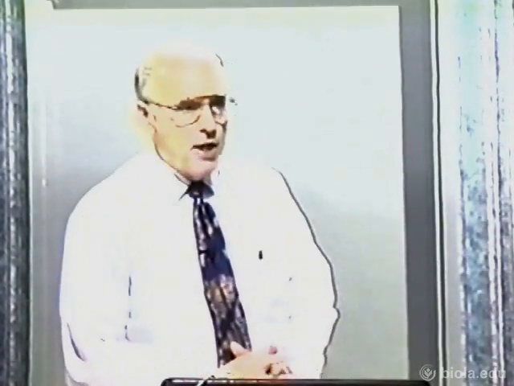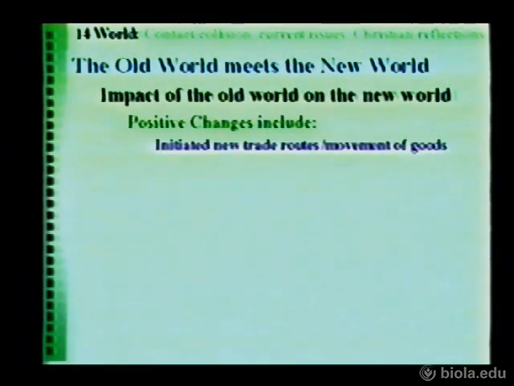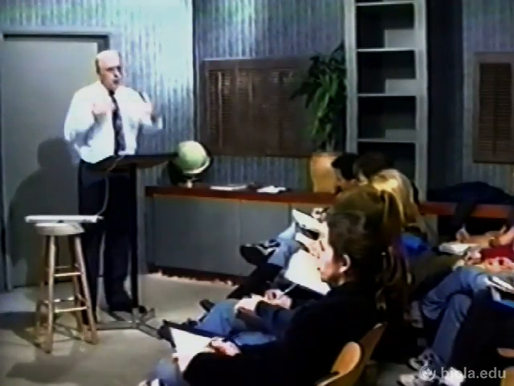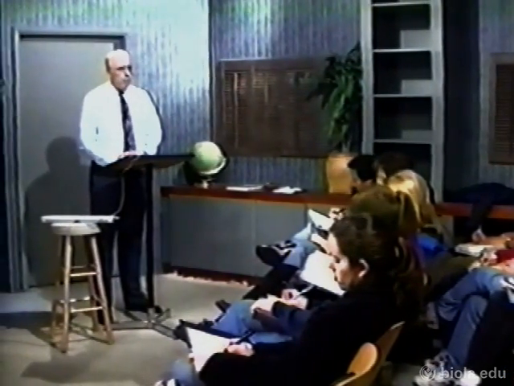Let's look at the positive changes first. And we'll begin with the notation that one of the things that did happen, and I have put them here under positive, they initiated new trade routes and the movement of goods, including food and other items of value. So new trade routes were opened up. As a matter of fact, that was what the search for the New World was all about.